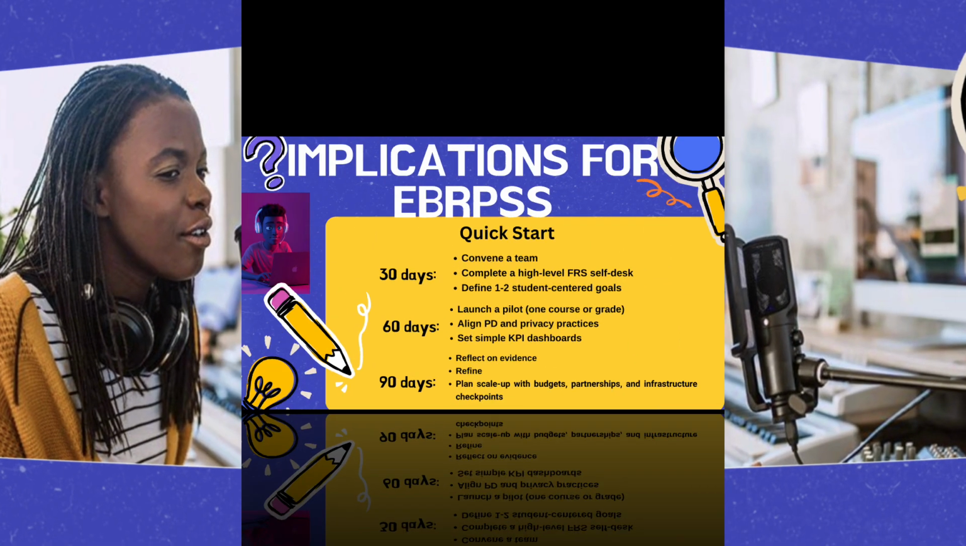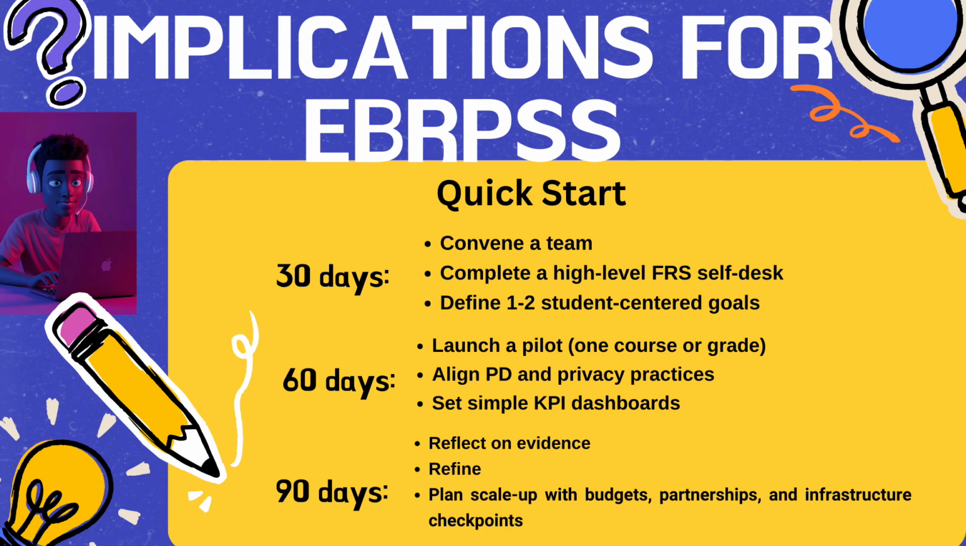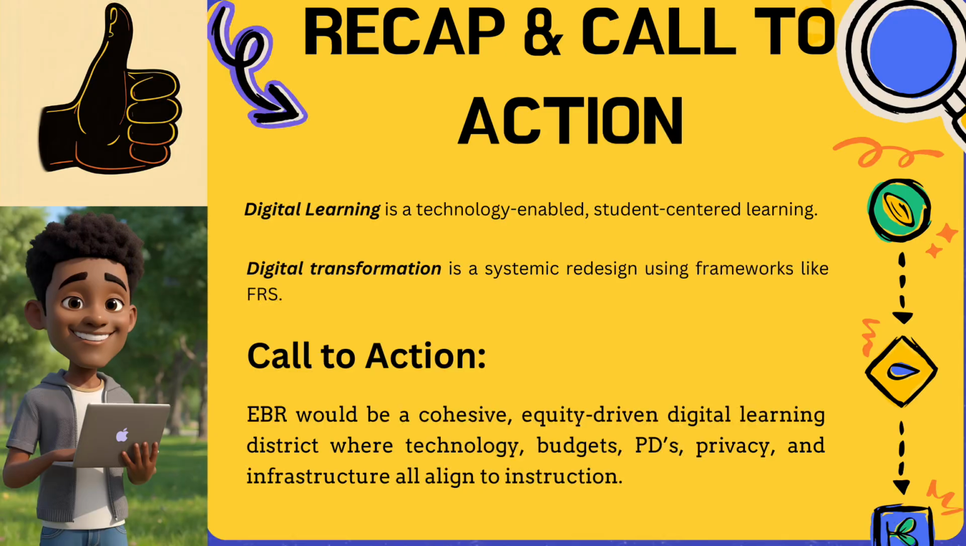Our quick start could be: 30 days, convene a team. 60 days, launch a pilot. 90 days, reflect on evidence, refine, and plan to scale with budget, partnerships, and infrastructure checkpoints. To recap, digital learning is technology-enabled, student-centered learning. Digital transformation is a systemic redesign using a framework like FRS.